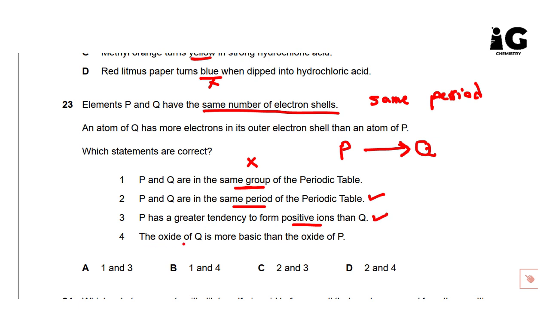And number 4, the oxide of Q is more basic than the oxide of P. Actually, this is not correct, because once again, the one to the left is supposed to have more metallic property. We said metals form basic oxides, and Q is supposed to have more acidic property because it's to the right. So this one is wrong. We need to check 2 and 3. They are the correct answer. So 2 and 3 means this is C.